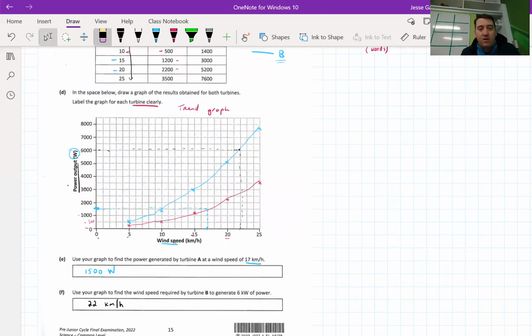And the big thing is remembering when bar charts are used and when trend graphs are used. Make a note of that if you got it wrong and make sure we try and remember that for next time.